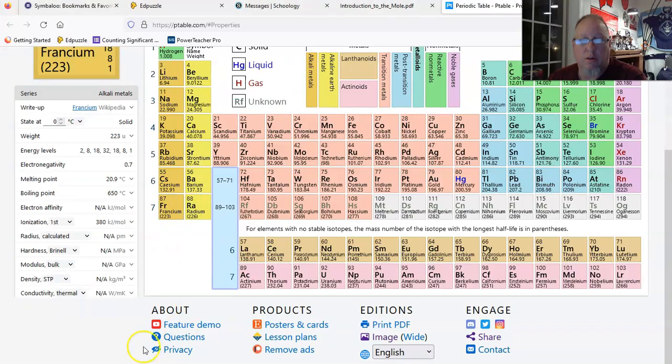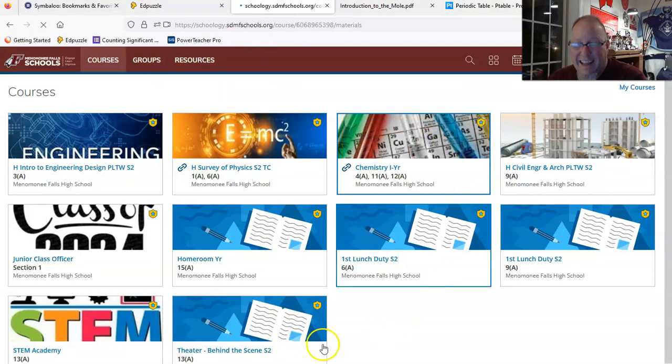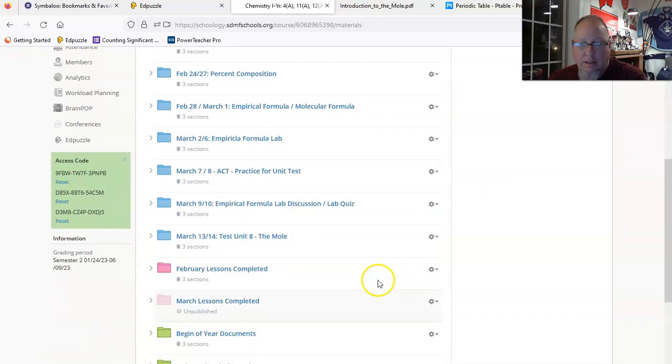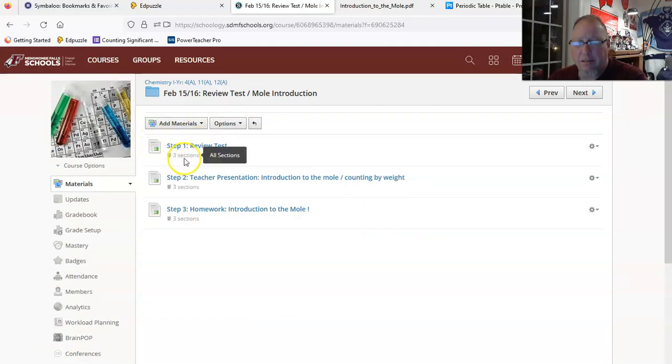Because this will be an important thing that you'd have to do. So you can go to Schoology and click on your chemistry class. And on that chemistry class, you will find in the February 16th folder, we were supposed to review a test. Obviously that's not happening because you're at home and I'm here.